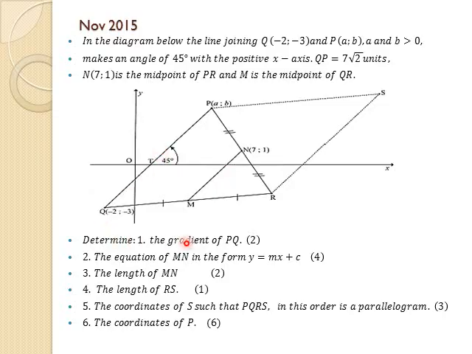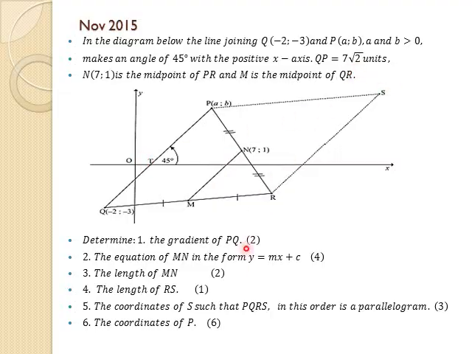So determine 1, the gradient of PQ. I'm going to use 45 to get that, the angle of inclination. 2, the equation of MN. MN has the same gradient as PQ. Then I'm going to use (7; 1) to find the value of c. Then they want the length of MN. By the midpoint theorem, MN is half the size of PQ.